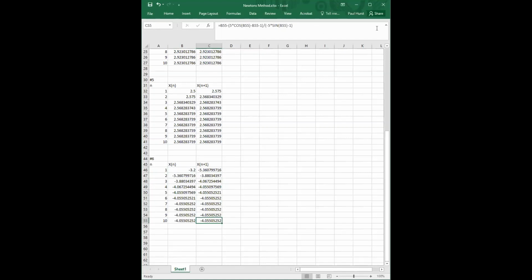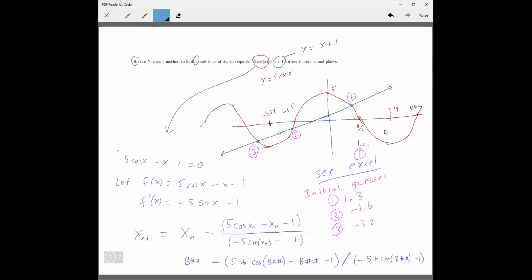So I'll go ahead and save that, come back and summarize everything. Okay, so choosing that value gave us 1.130597. Choosing this value gave us negative 1.714108. And choosing that third value gave us negative 4.055053. Okay, so those are the 3 values. So put those in with the commas in between.